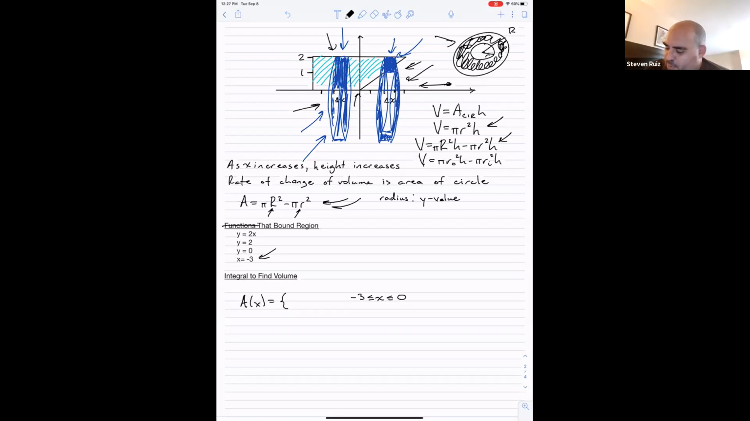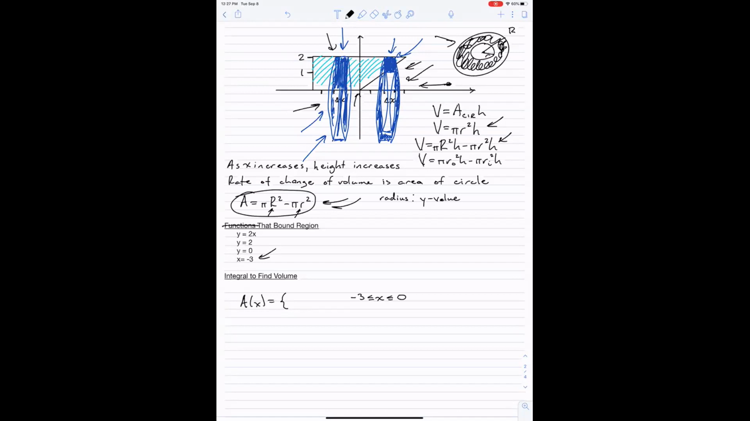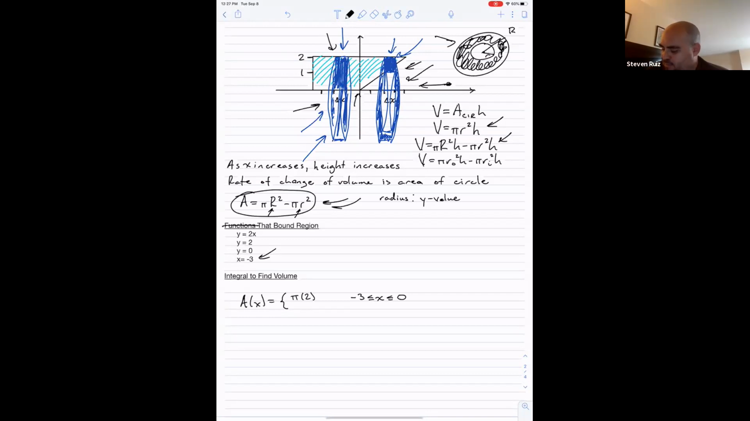So the important thing to keep an eye on is this. The area is equal to pi capital R squared minus pi lowercase r squared. The nice thing about the way this behaves on the left is that there is really no inner radius to speak of. It's just the outer radius. What is the outer radius on the left-hand side of this region? 2. It's a constant 2. So my function here is going to be pi times r squared.